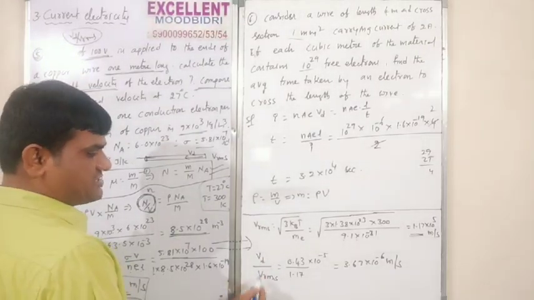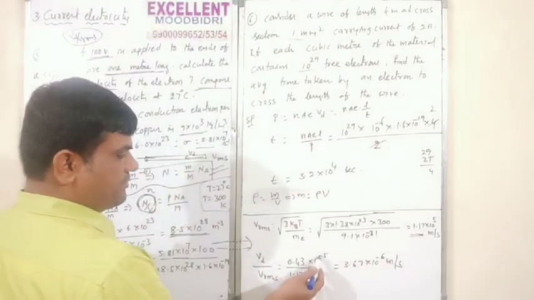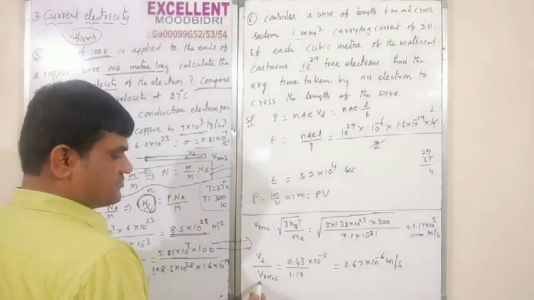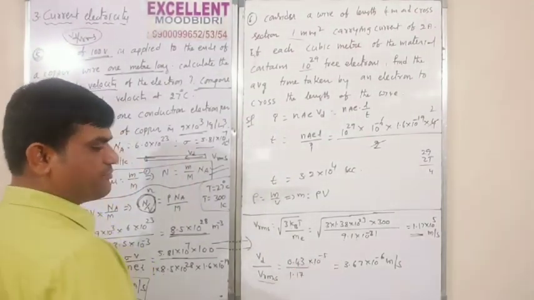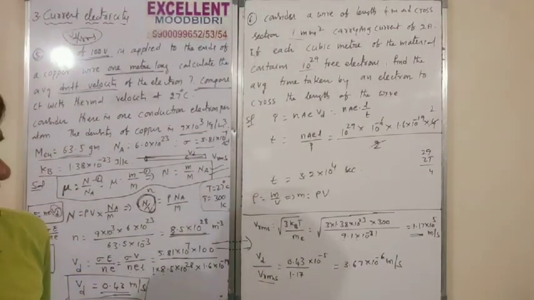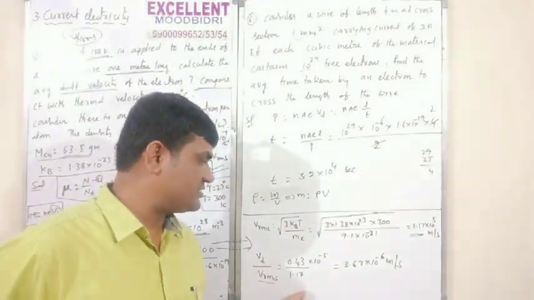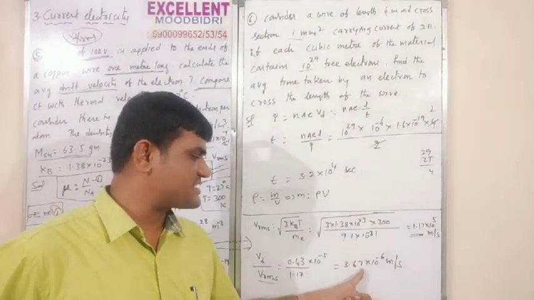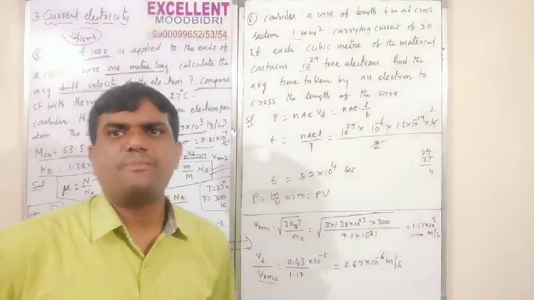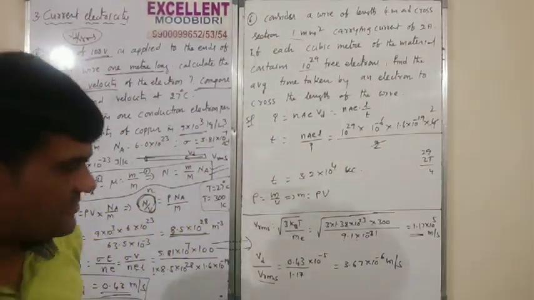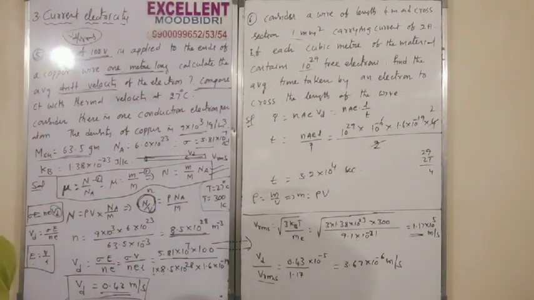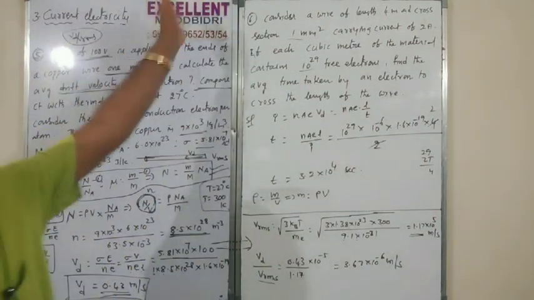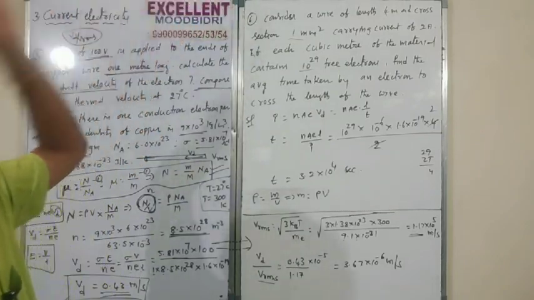Vd by Vrms. Vd is equal to 0.43 into 10 power minus 3. Vrms is equal to 1.17 into 10 power 5, which goes to the numerator and becomes 10 power minus 5. If you do this calculation, you will get the answer 3.67 into 10 power minus 6. That is the Vd by Vrms. Are you clear? Okay. Next, sixth problem. Sixth problem I have given.